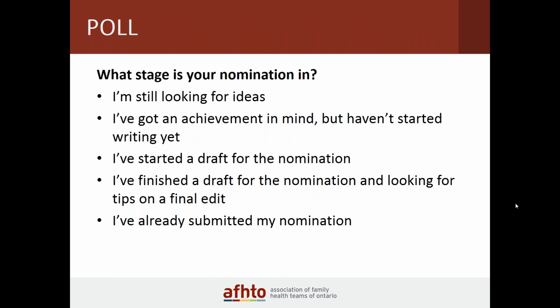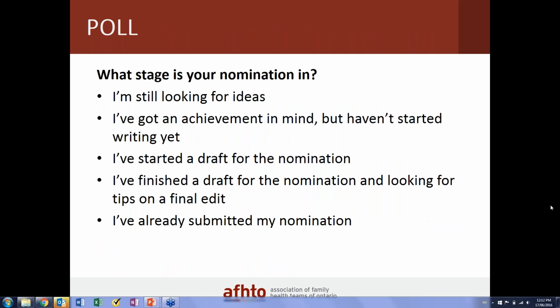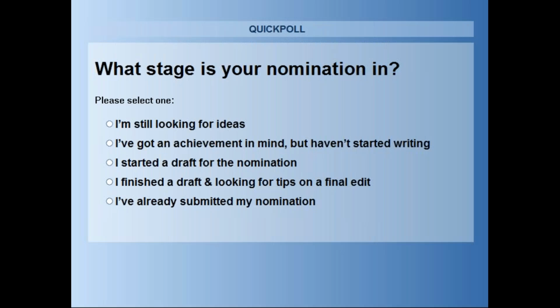So, having gone through the evaluation criteria, I'd like to ask, for those of you who are thinking of submitting a nomination, what stage is your nomination in? Are you still looking for ideas of what could fit? You've got something in mind but haven't started writing yet? You've started a draft, or you finished a draft and now you're looking for tips on final edit, or you've already submitted your nomination? And anybody who picks that, I know you're lying. We don't have any submissions at this point. They've only been open for the last week.